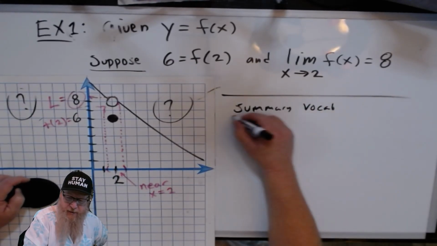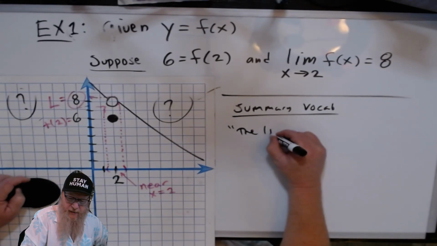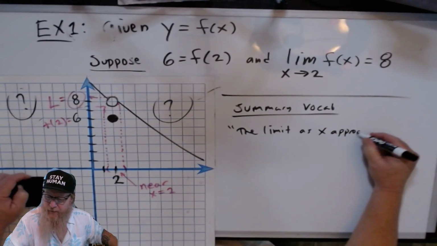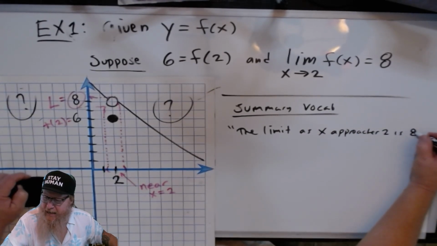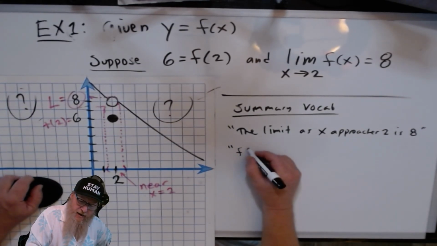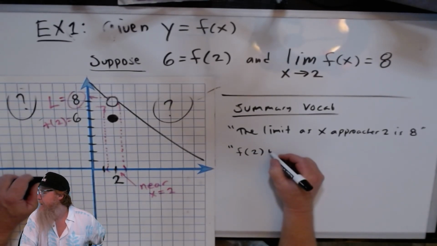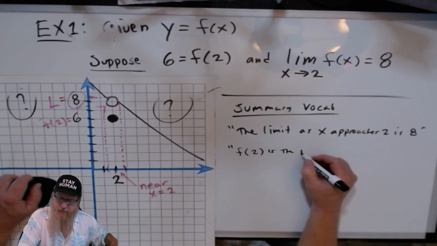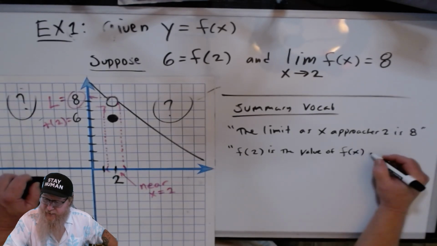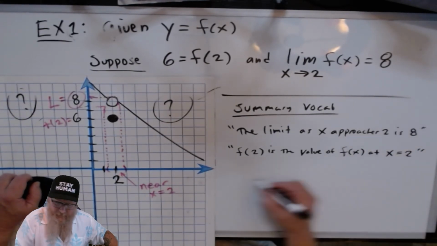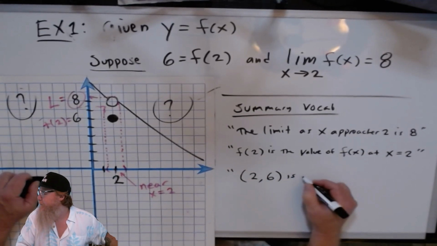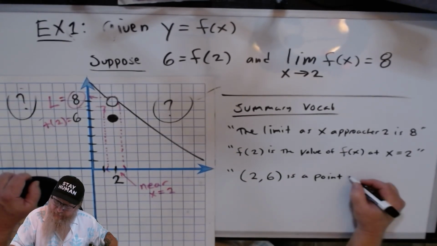the vocabulary. So we're going to say the limit as x approaches 2, just before I erase all this, is 8. We're going to say f of 2 is the value of f of x at x equals 2. And we're going to say (2, 6) is a point on the graph.